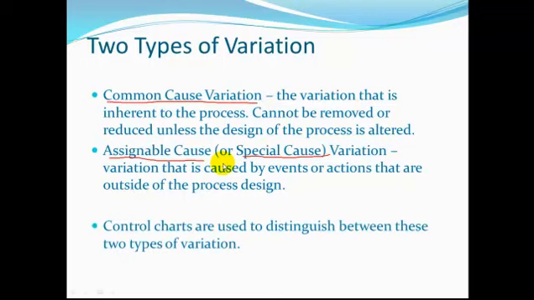Hopefully the control charts are used to help us distinguish between these two types of variation. We're going to look at the charts to try to figure out what's going on. Is it common cause? Is it just same old, same old? That's the variation we have to deal with? Or is there a reason we're seeing points like this?